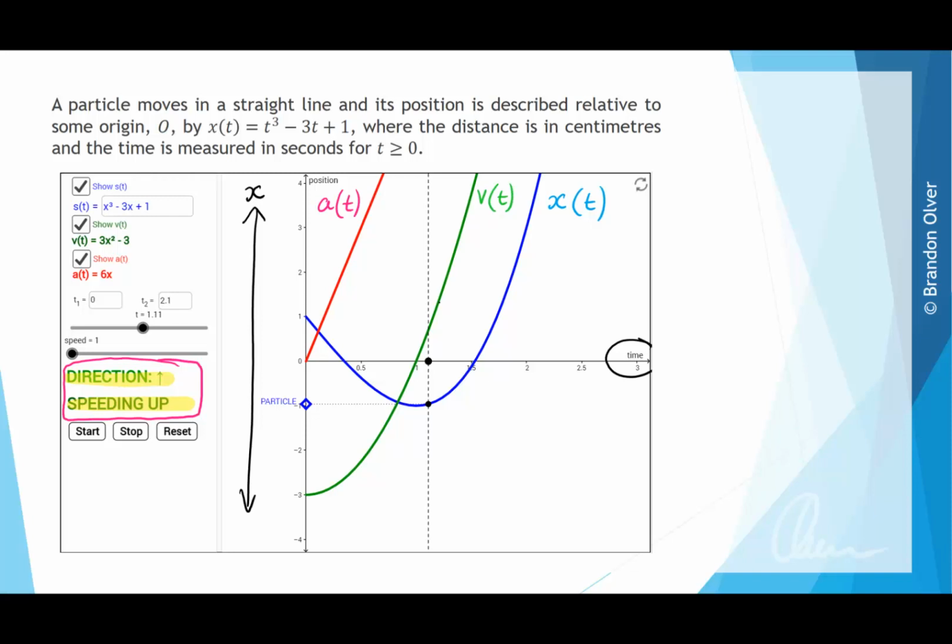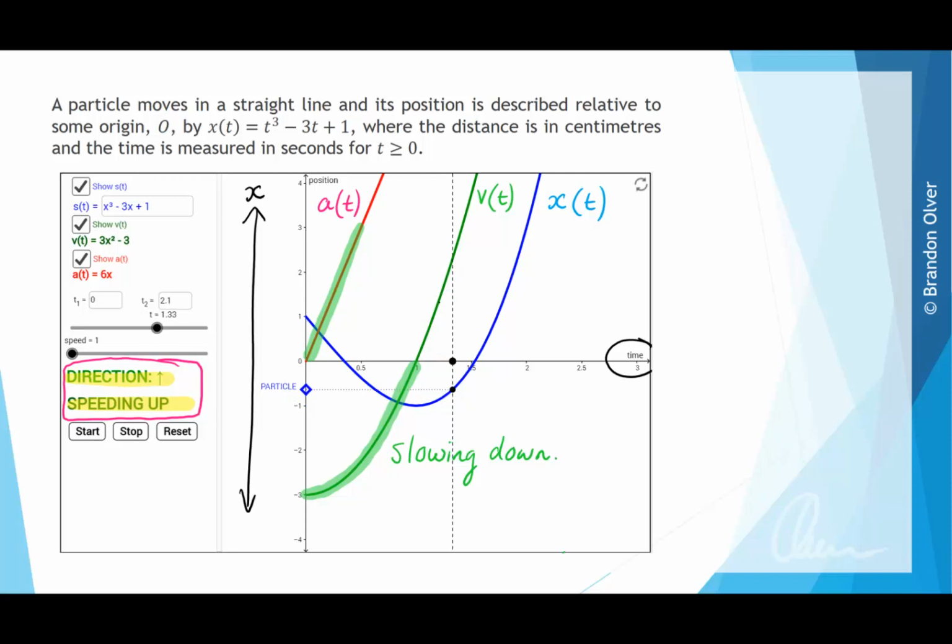So as you can see, for the first part of the journey, it has a negative velocity, but a positive acceleration. So that means that we would expect the particle to be slowing down. So for 0 to 1 second, it's actually slowing down. And that's because the velocity and the acceleration have opposite signs.